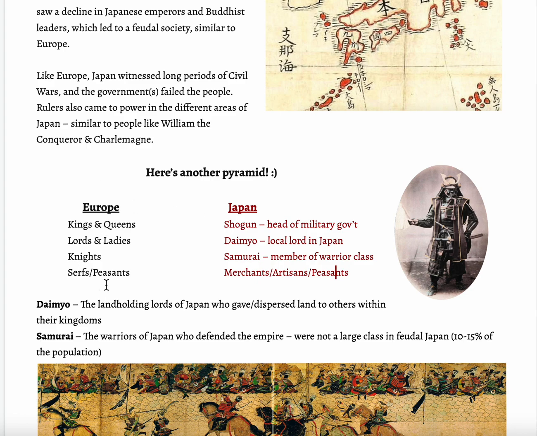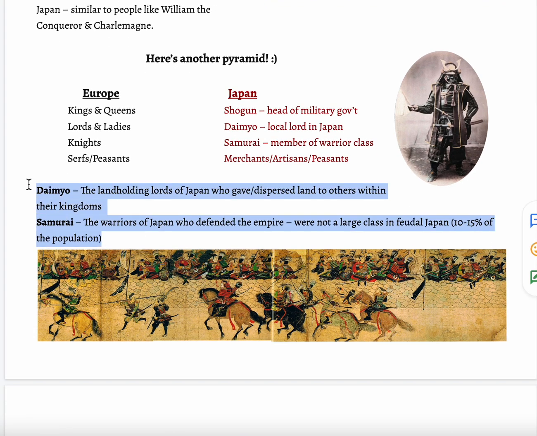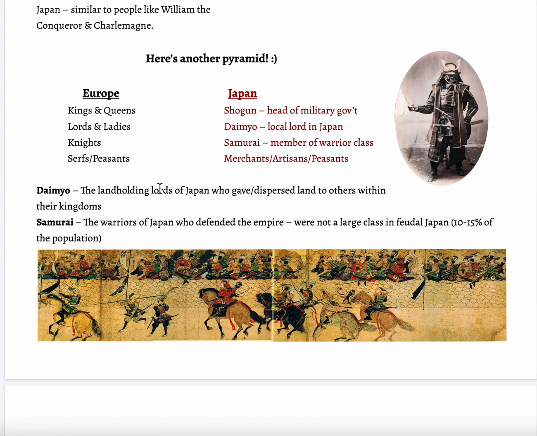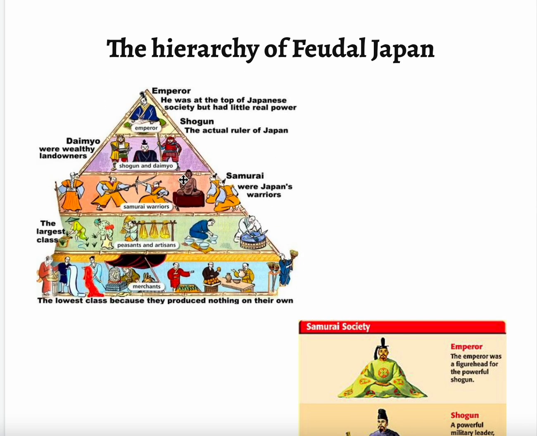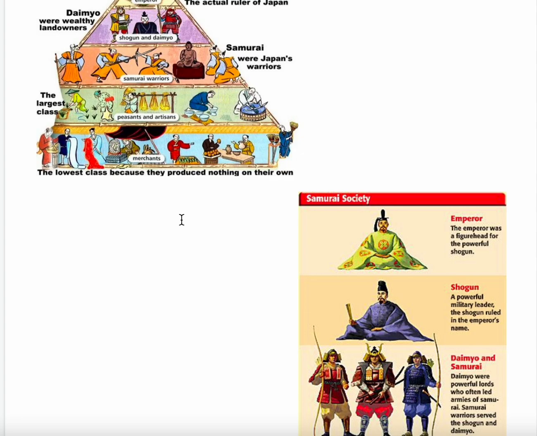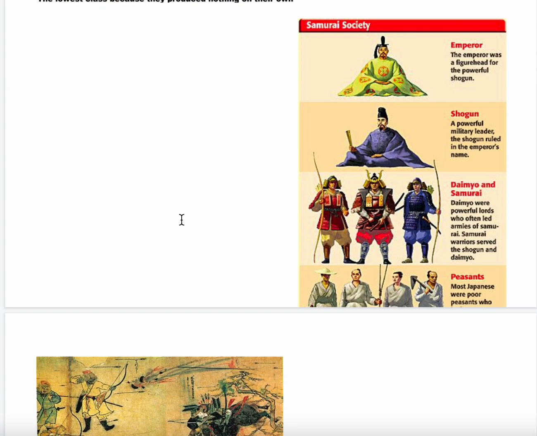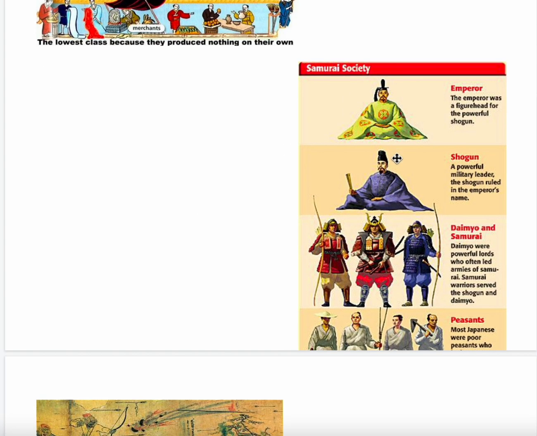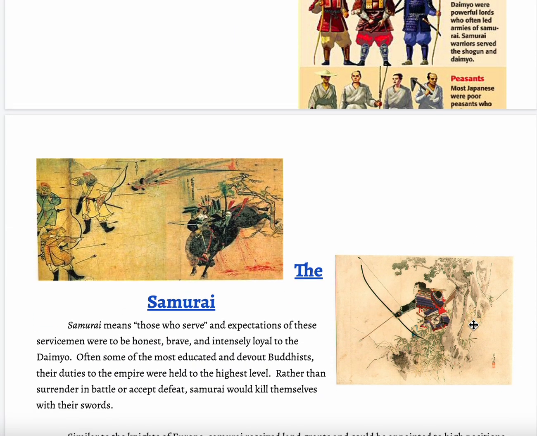So you might want to be able to draw out or write out this feudal hierarchy. It also tells you who these people are. The daimyo, those who owned the land of the lords, who then gave the land to other people. Samurai, the warriors who defended the empire. So again, this kind of gives you an idea of the feudal hierarchy in Japan. This also gives you the feudal hierarchy of Japan with the samurai society, emperor, shogun, daimyo, and samurai and peasants.